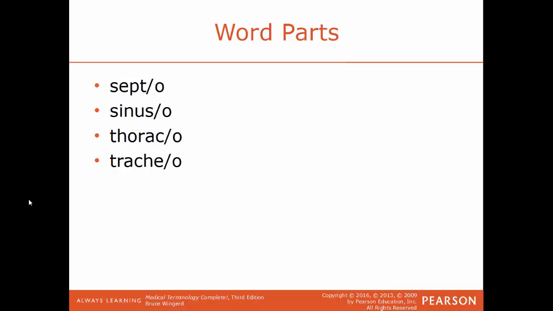Septo, reference to a septum, or a partition. Sinuso is a reference to a sinus, a cavity within the skull. Thoraco is a reference to the thoracic cage, or the thoracic cavity. And tracheo is a reference to the trachea.